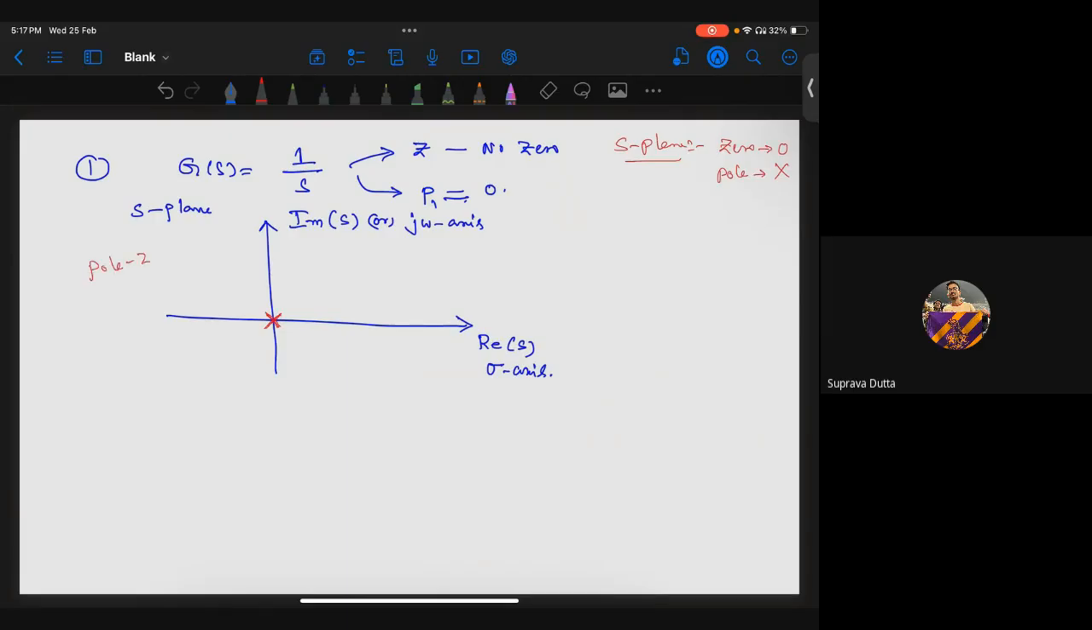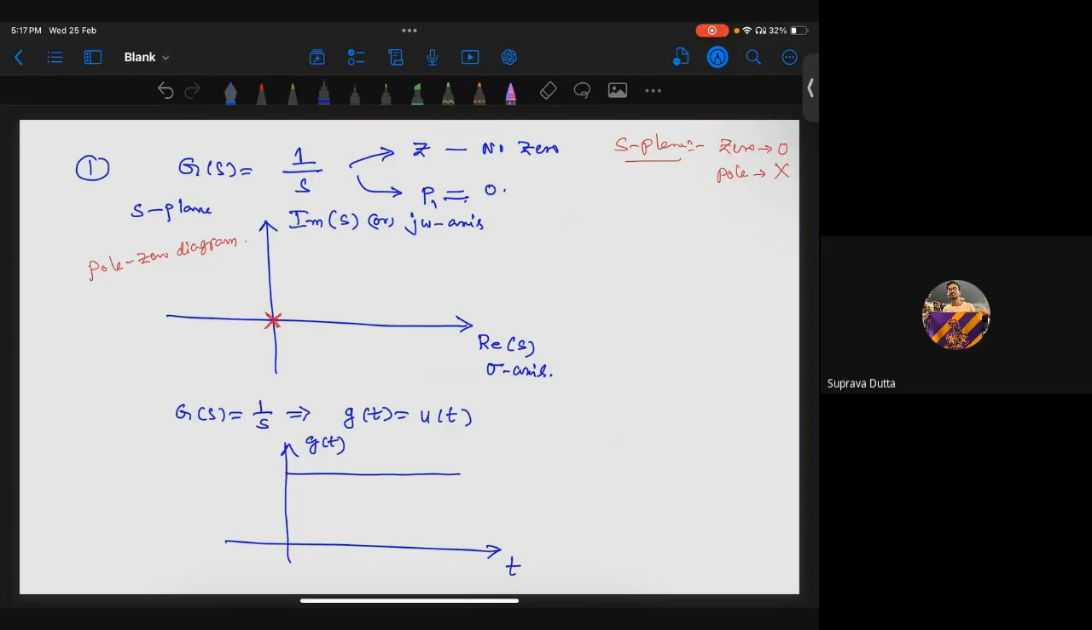So pole zero diagram. Now we have this G of s as 1 by s. So what is g of t? Can anyone tell me? 1 by s is nothing but the Laplace transform of u of t, correct? So what is its expression? This is t, this is g of t. So the expression is like this, correct? Any doubt in this?